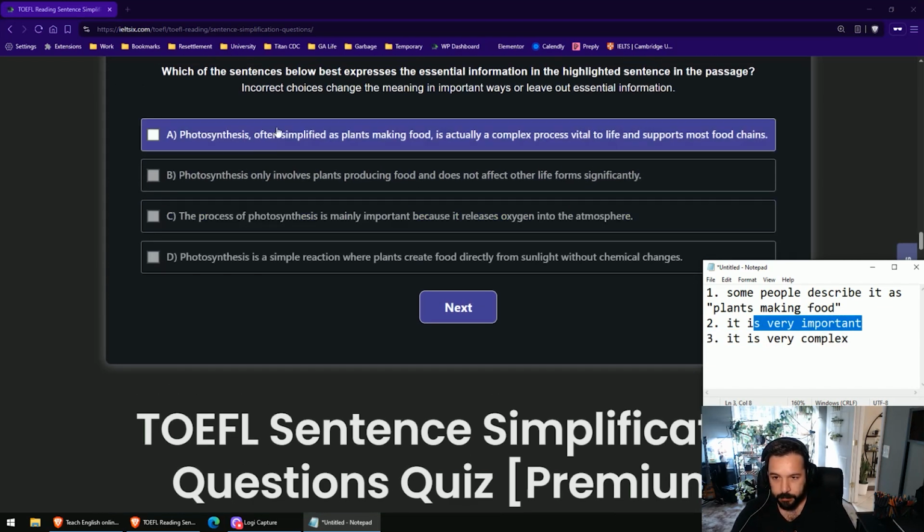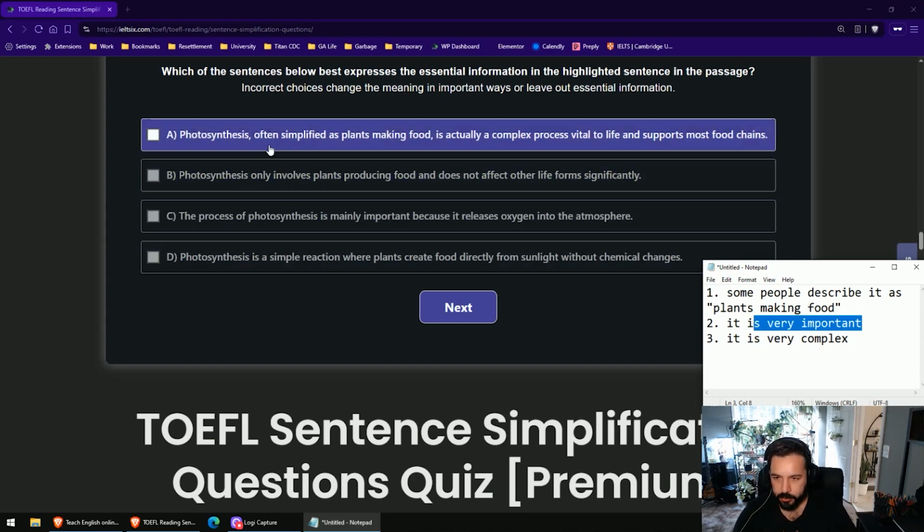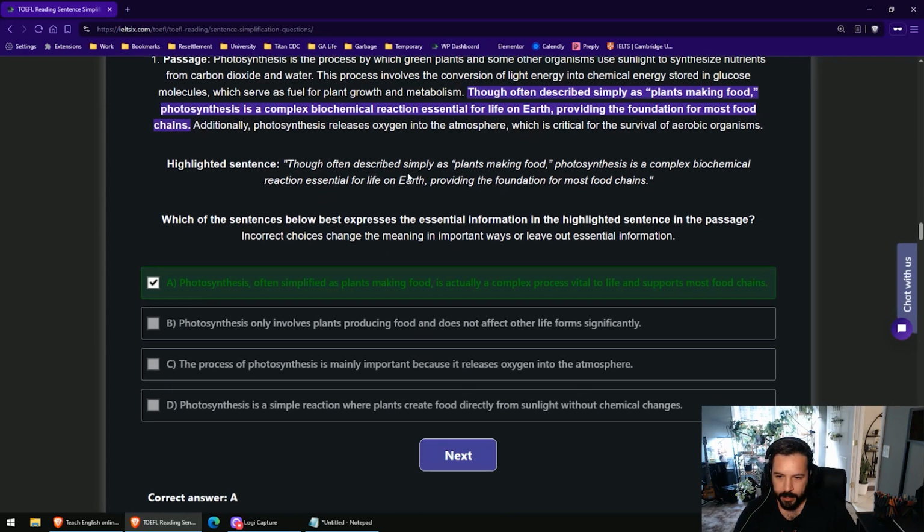Sometimes the correct option doesn't have all the information, but it has the highest amount compared to the other ones. So A has to be the answer. But let's take a look at the other options. Photosynthesis only involves, pay attention to words like this, only involves plants producing food and doesn't affect other life forms. That's false, based on the information we have here. And also that changes the sentence completely, of course.